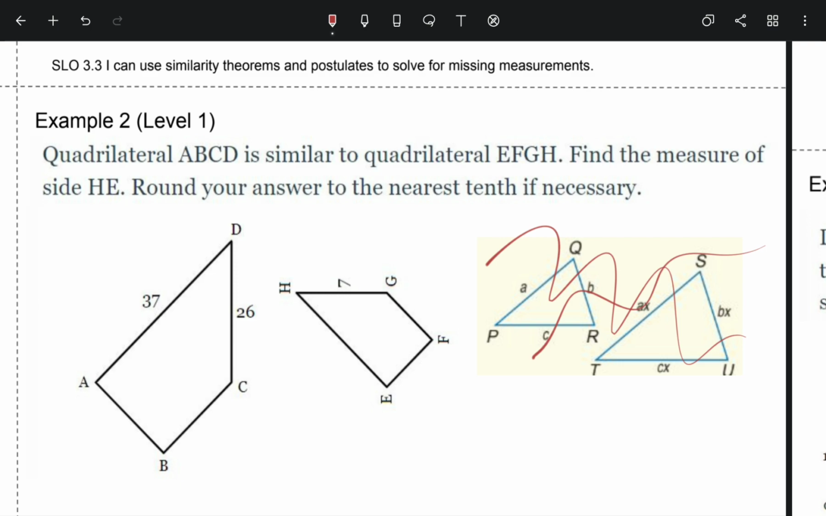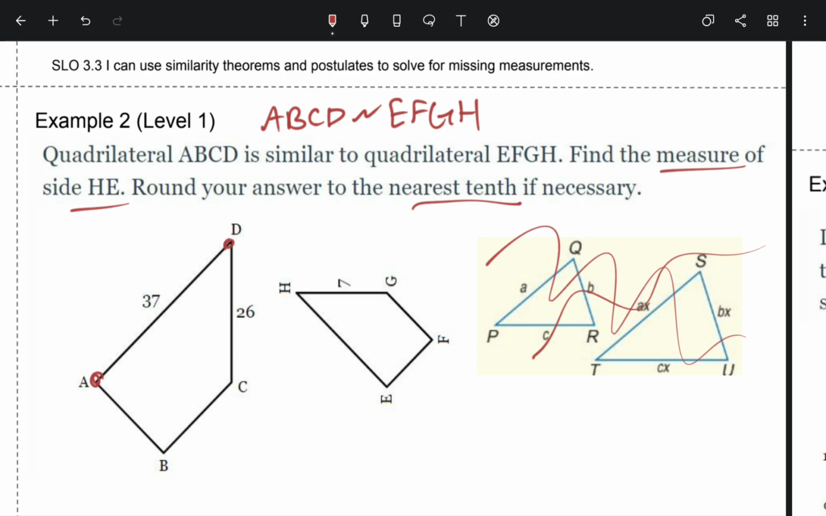But now we have quadrilateral ABCD is similar to quadrilateral EFGH. We want to find the measurement of side HE, rounding to the nearest tenth. So I see this figure, EFGH, is similar to the one on the left. It's just rotated 90 degrees counterclockwise.